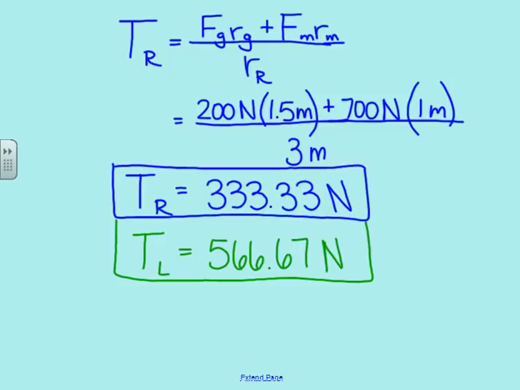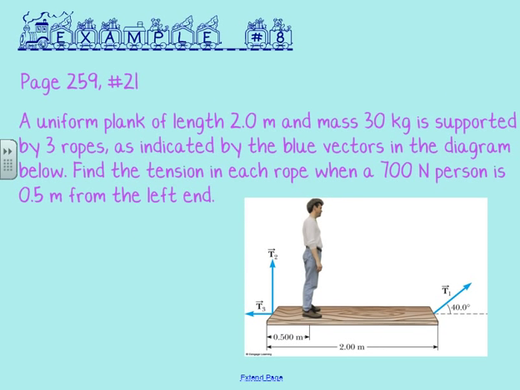Hopefully this one made sense to you and you're ready to try one on your own. And that's this last problem. This is similar to the previous one, except for this time we have 3 strings, 3 ropes that are exerting a force, a man standing on this plank. It is a uniform plank. That means the force of gravity acts at the center of mass, which is at the center, and we're looking to find the tension on each rope. I want you to try this one on your own and bring it to class with you the next time we meet.